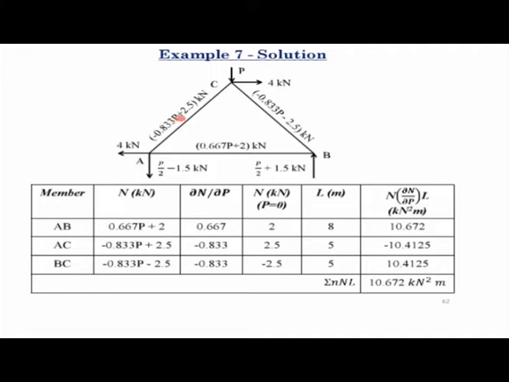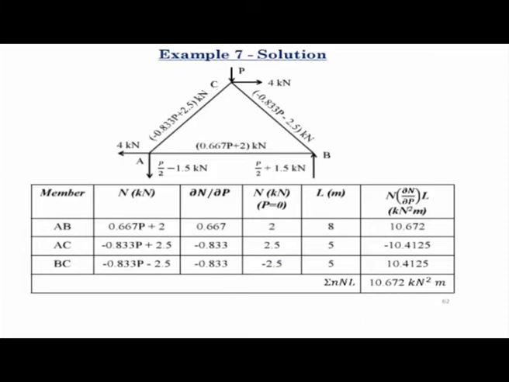So it is minus 0.833 P plus 2.5, minus 0.833 P minus 2.5, plus 0.667 P plus 2. So these are the member forces due to the external load and that load P. So now this N is the actual member forces due to the external loads and the P. So all of them are functions of P. So if you take del N del P, you will get 0.667, minus 0.833, minus 0.833. And here you take N at P equal to 0. So put P equal to 0, you will get 2, 2.5 and minus 2.5.